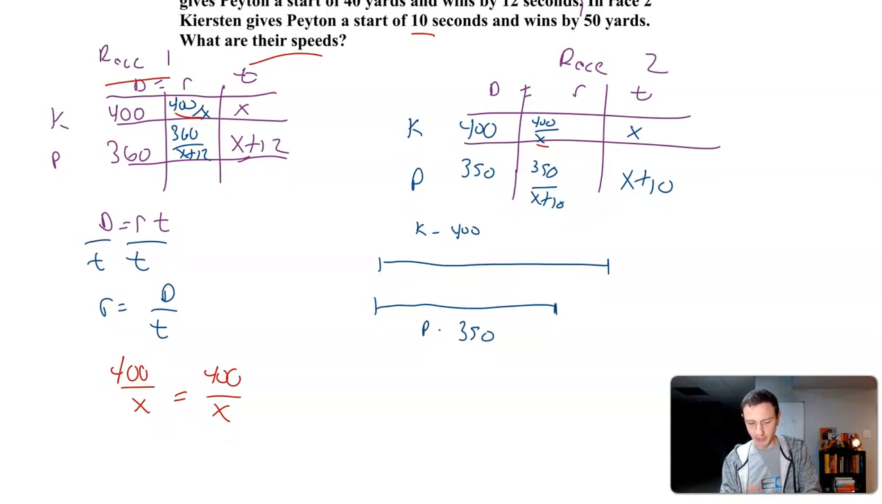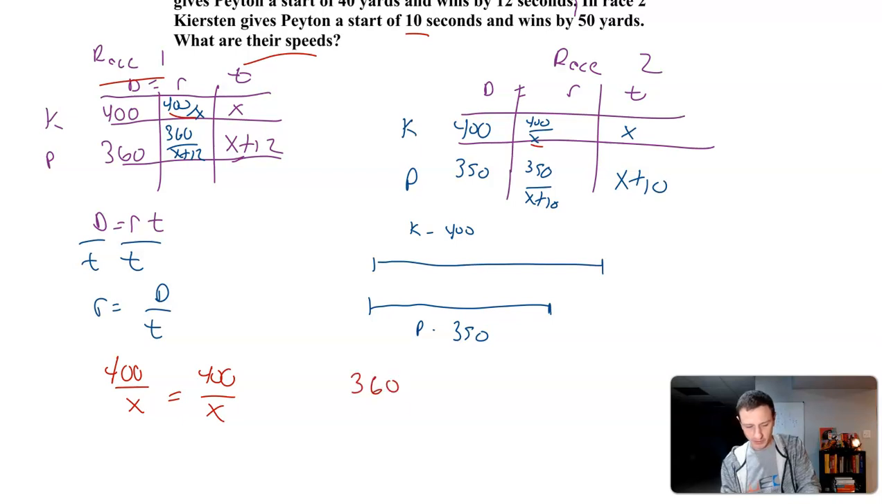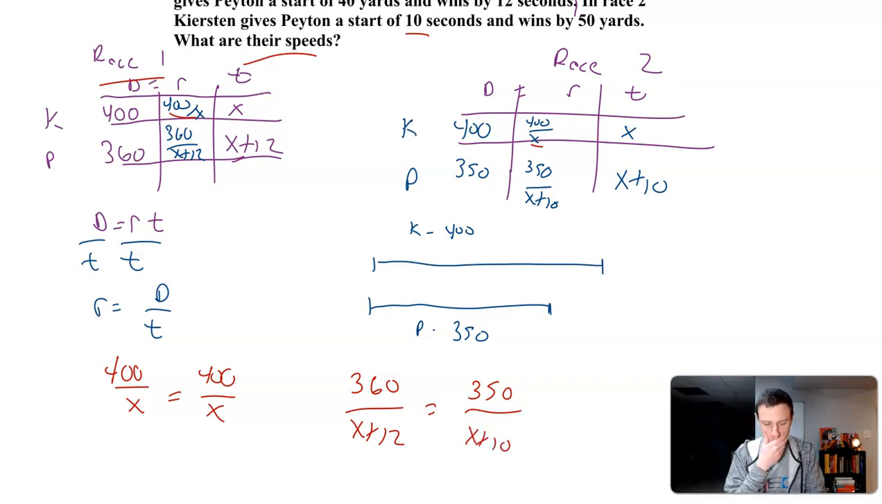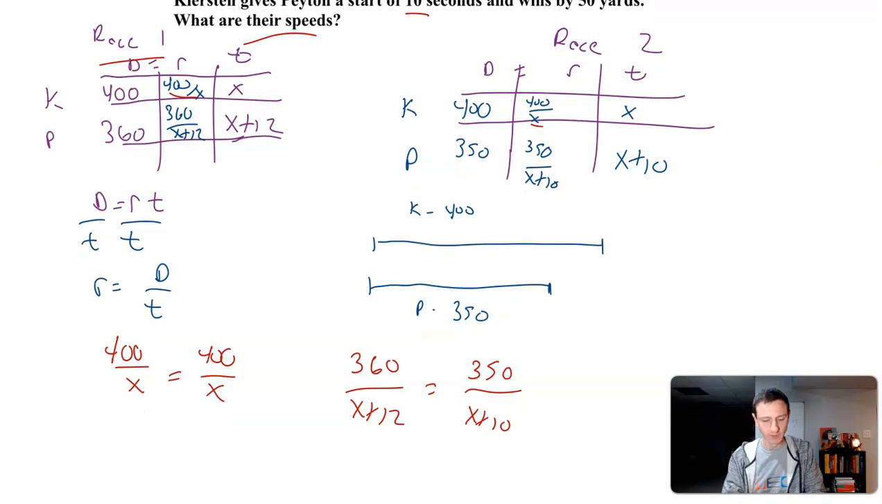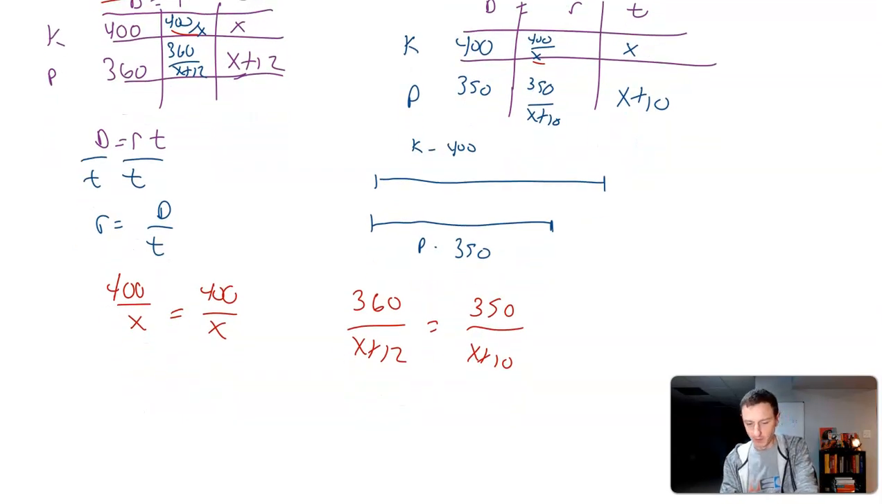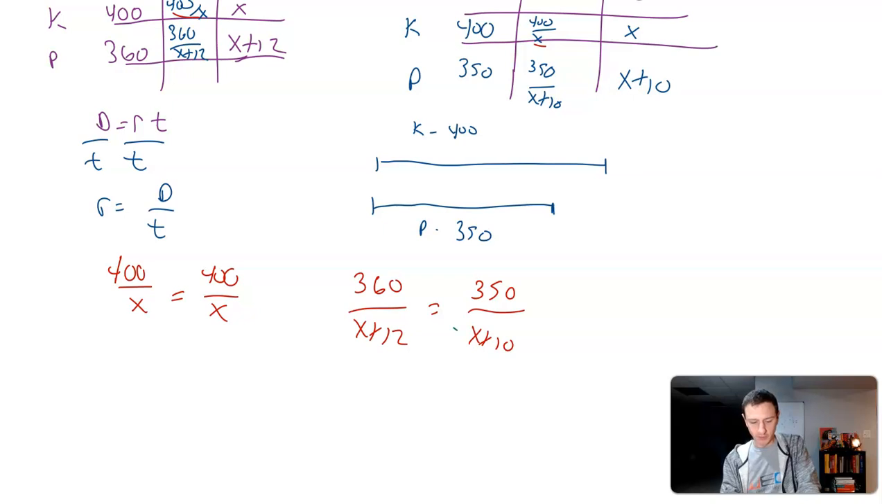But if I take Peyton's rate in race 1, that's 360 over x plus 12, and set that equal to the rate in race 2, because we're given different information there: she got a head start of 10 seconds and won by 50 yards, so we have a different distance and a different number of seconds, x plus 10. Now we can do something with that. We're just solving an equation here. So this is going to be 360 times x plus 10 equal to 350 times x plus 12.